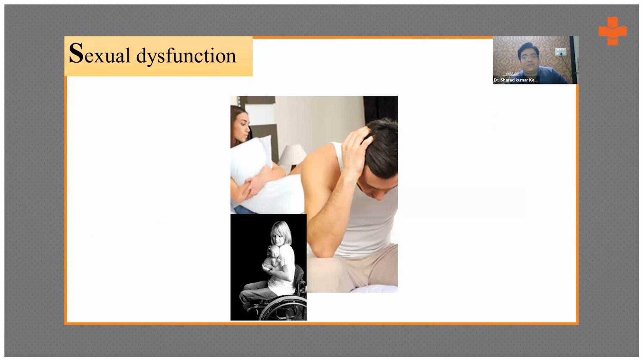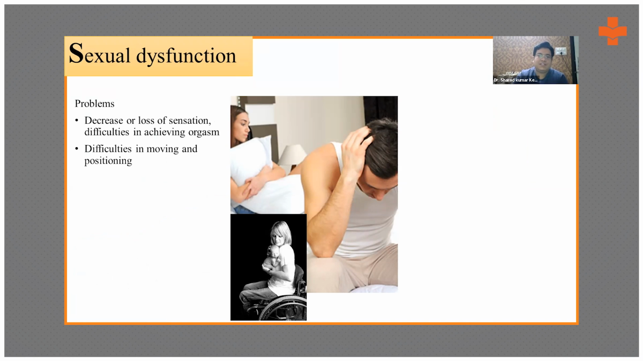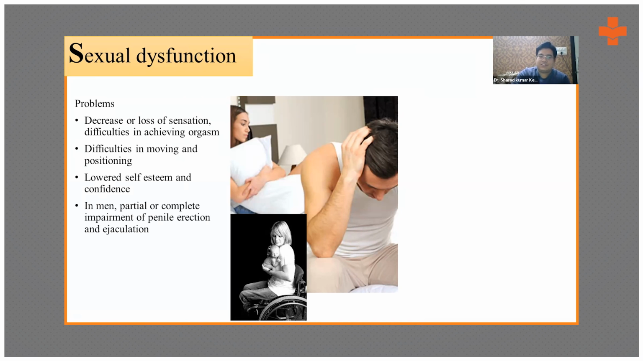Sexual dysfunction is another one of the most neglected parts of spinal cord injury rehabilitation. This is not so common in India, but abroad we do have a lot of discussions on sexual dysfunction, because the problems are decrease or loss of sensation, difficulties in achieving orgasm, difficulty in moving and positioning, lowered self-esteem and confidence. Even if he is a paraplegic, with lower levels, T1 level of injury, T6 level of injury, and T8 or L1 level of injury, the patient will have difficulty in positioning himself. So lowered self-esteem and confidence is there.